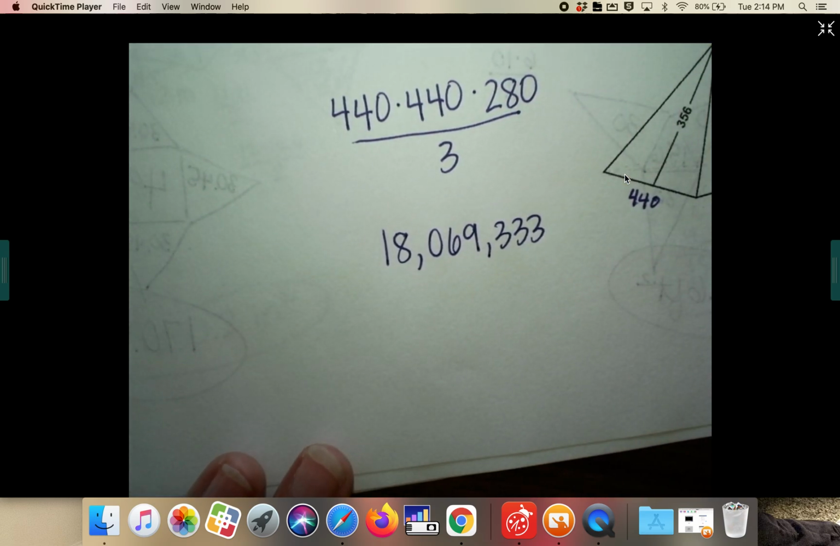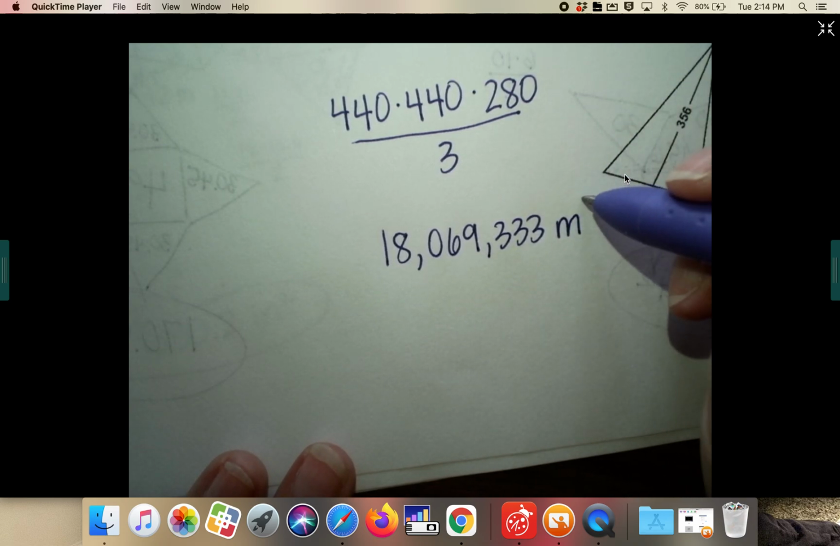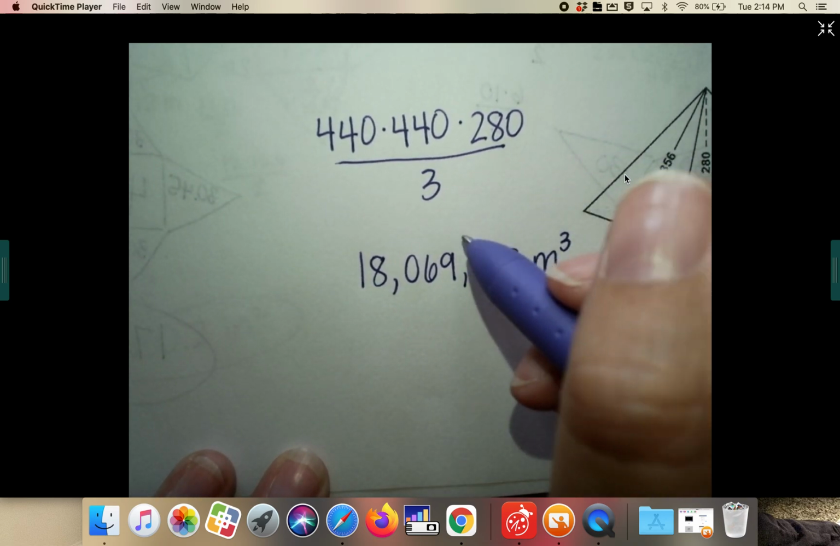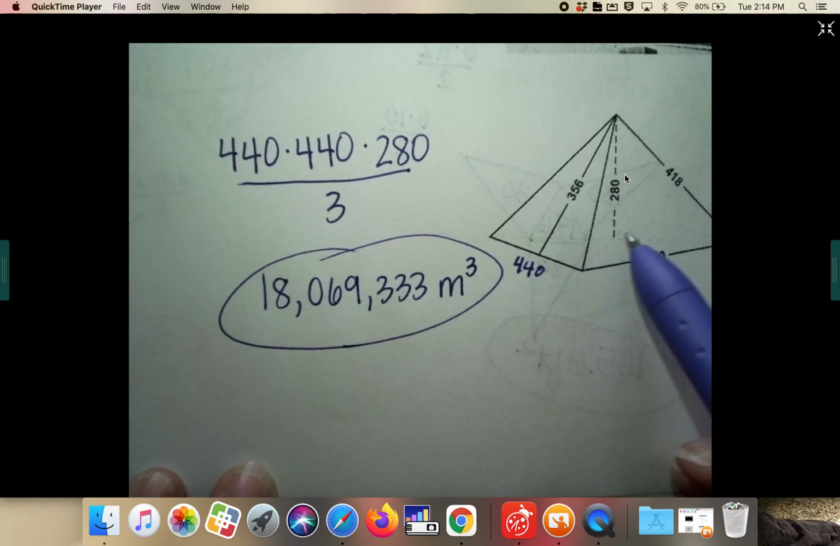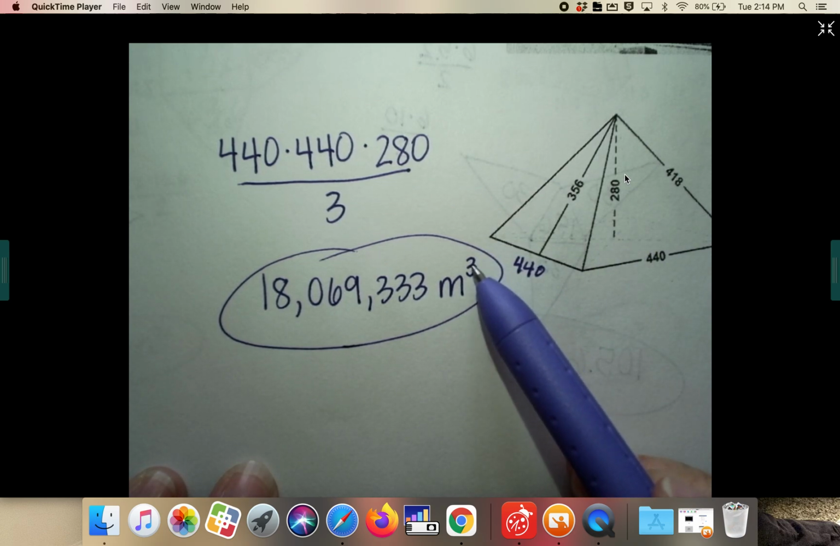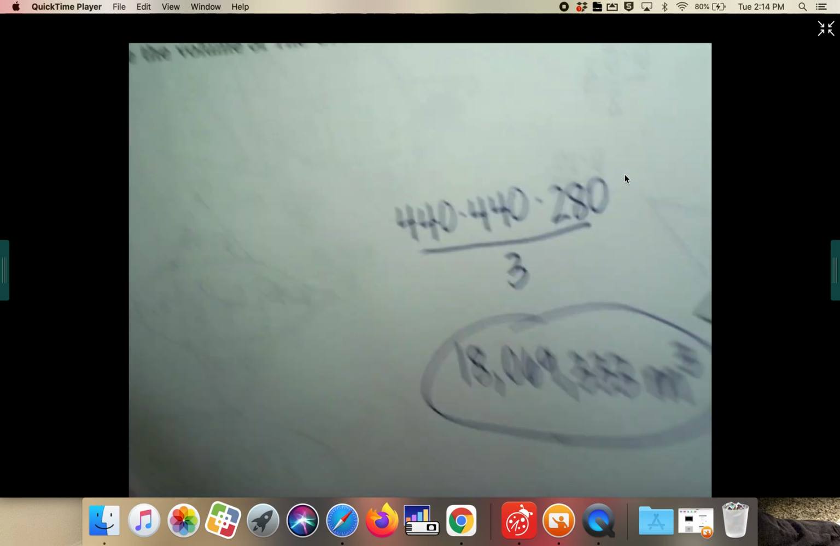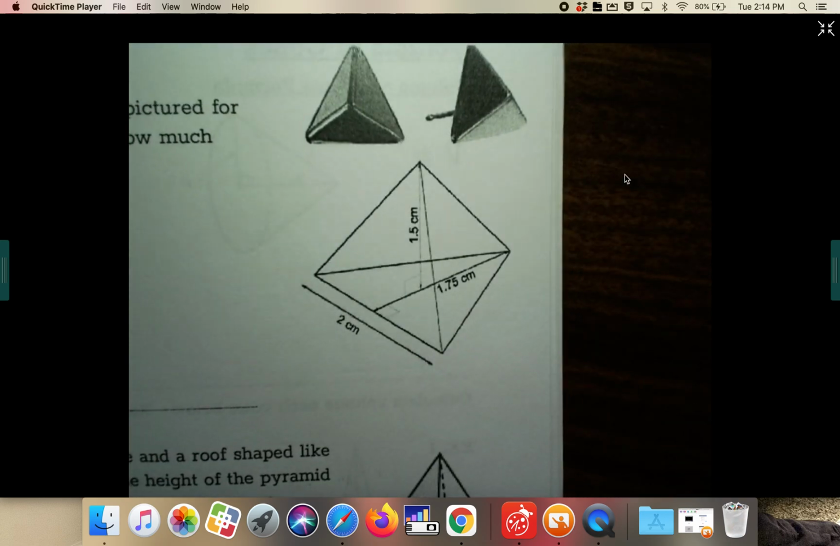69,333. And volume, and they said meters, volume is always cubic meters, so it's to the third power. So it's to the third because it's 3D. So I don't know if that helps you make sense. It's what's filled on the inside three-dimensionally. So it's cubic. Okay, turn it over and we are going to look at some earrings.